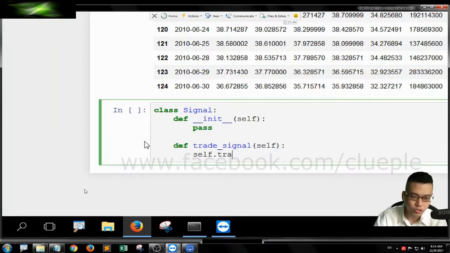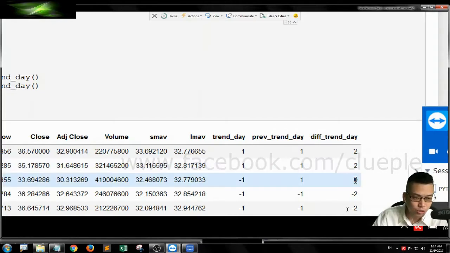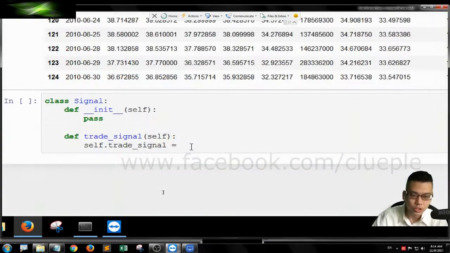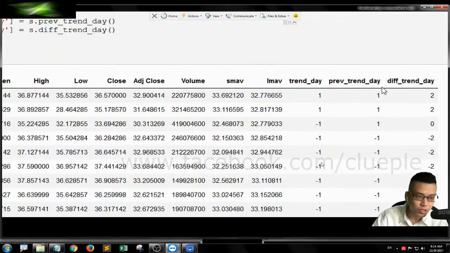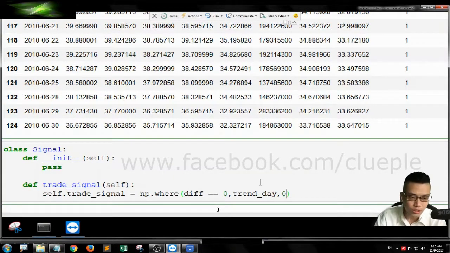So self.trace signal equals... we know that when the difference trend day equals 0, then we know there's a change of trend. So we generate a signal for May 7th. We just use numpy.where. Where the difference equals 0, we generate the signal to be equal to the trend day, right? Because the trend day tells us whether it's 1, going up, or -1, going down. So we just return the trend day, otherwise return 0.